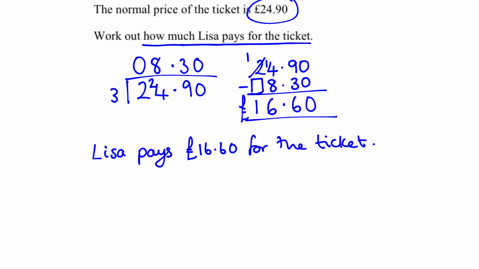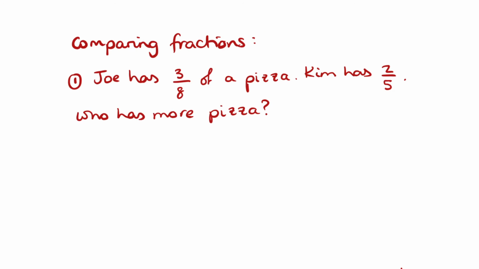Now, the next thing we're going to go on to is comparing fractions. This is the last bit that we're going to look at. We've got 2 questions here, and then you've got the rest of the lesson to work on context questions yourselves. So, first of all, Joe has 3/8 of a pizza, Kim has 2/5. Who has more pizza? So what we're trying to do is work out which is bigger, 3/8 or 2/5.